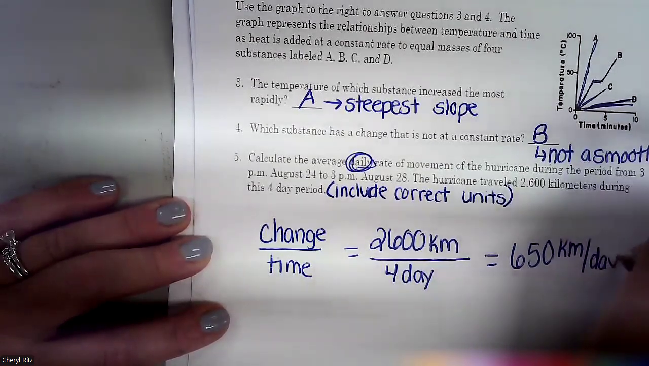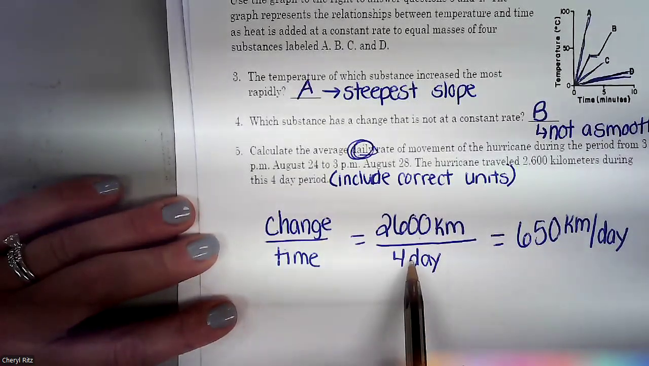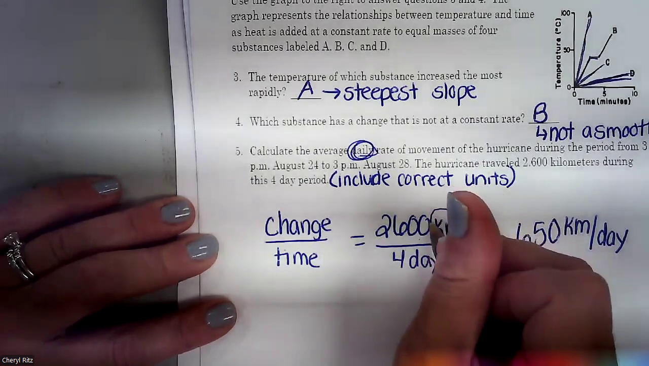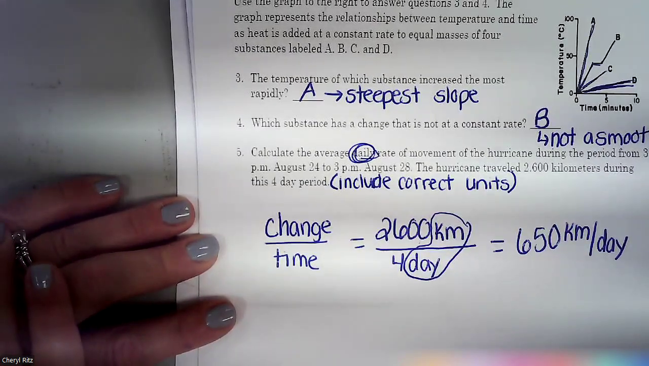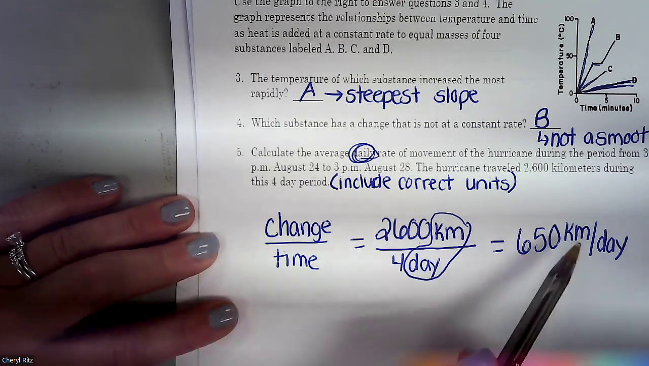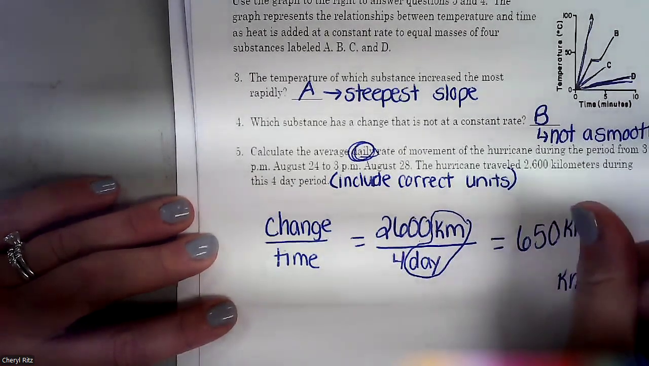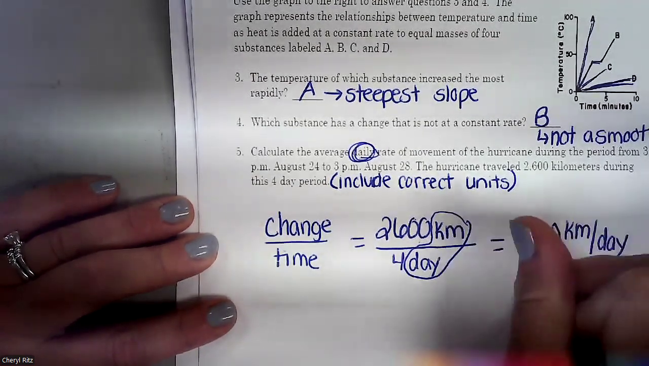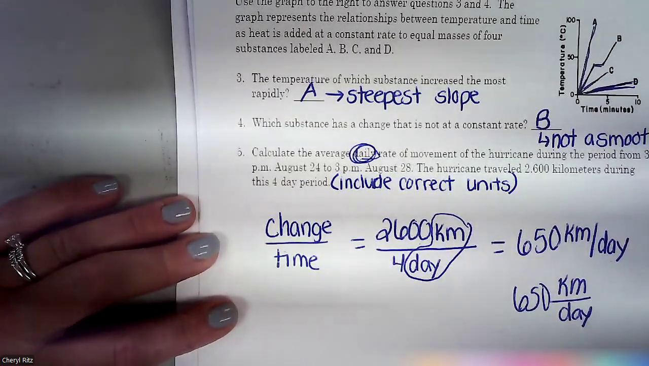Now let me just show you where that comes from. Just like we took 2,600 and divided it by 4, you do the same deal with the units. We take kilometers and divide them by days. Do kilometers and days go together? Can you simplify kilometers and days? No. So you leave them flat out like that. Now I do it with the slash, but if you did kilometers over days, this is perfectly fine as well. So this means this hurricane traveled 650 kilometers per day.